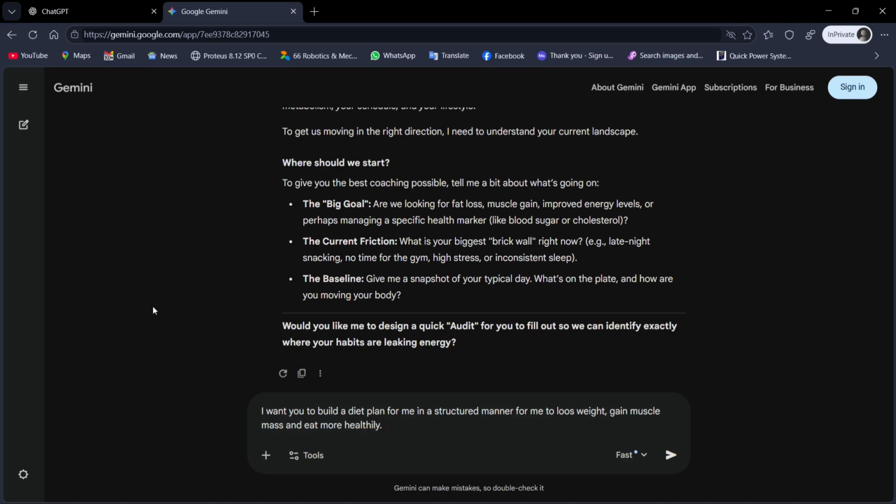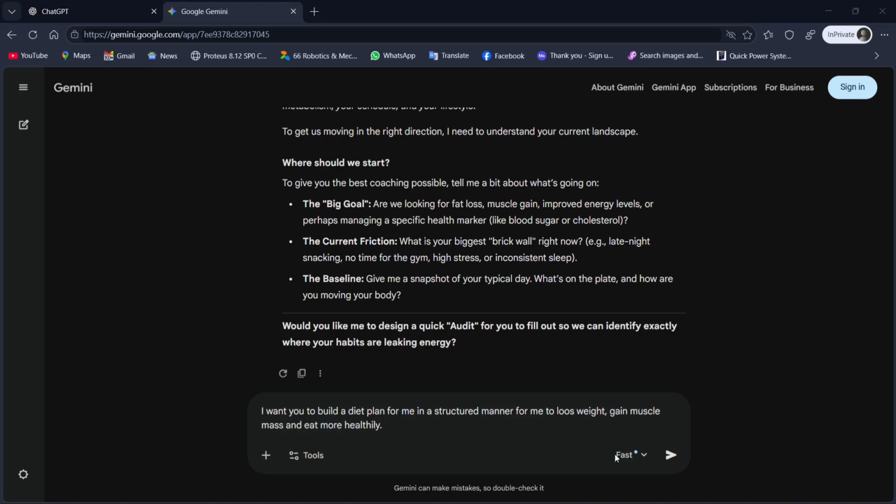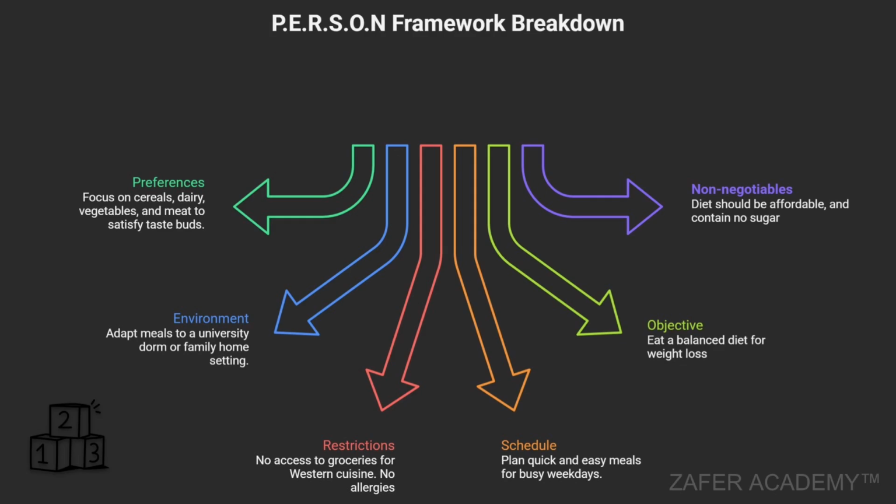Right? Now let's use our framework to be able to look at this. We're going to go back to the PERSON framework, where we are going to look at the various aspects and elements in our framework. So we have the preferences. We have to mention our preferences. We need to be able to state our environments, and then we need to talk about the restrictions. We also need to talk about our schedule. We need to talk about our objectives, which we have already mentioned, and then we need to talk about our non-negotiables, right? Now remember, if we are doing this in a structured manner, there must be a structure to this so that we can achieve our goal.